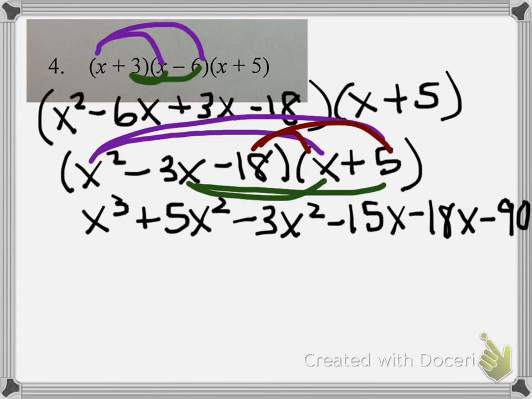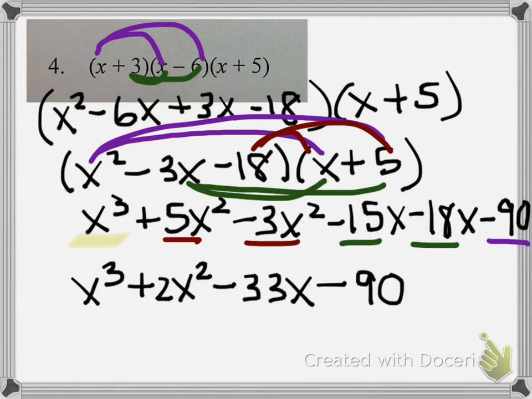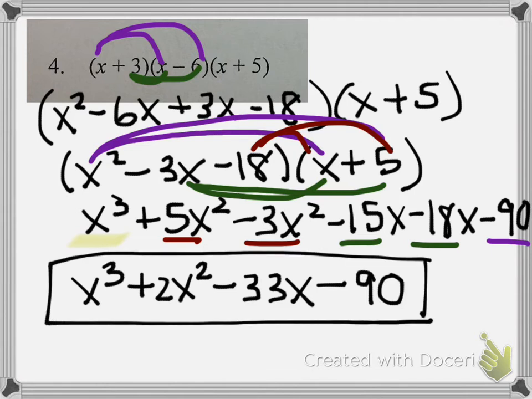And then again, we're just going to combine like terms. So x to the third is the only one, so we'll write that down. 5x squared can be combined with negative 3x squared. Negative 15x can be combined with negative 18x. And negative 90 is the only term that's similar, so that would be your final answer.